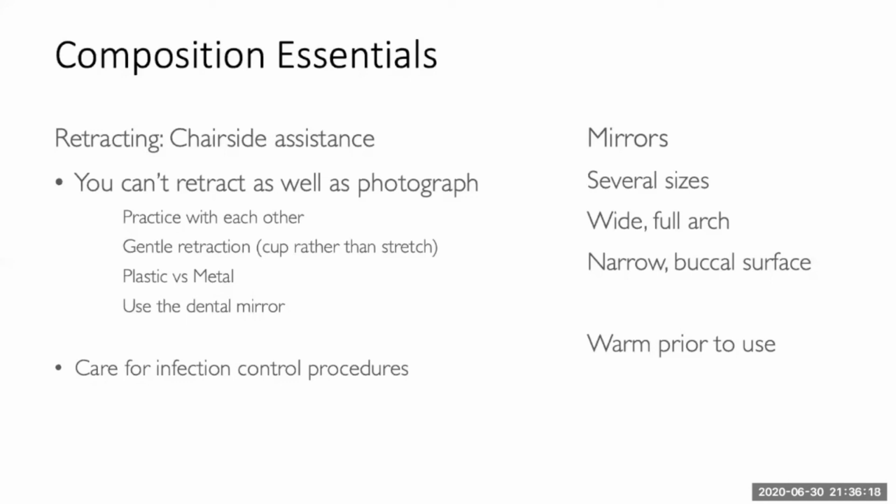If you're taking a photograph of mucosal lesions, and often they're ulcers on the mucosa, if you stretch, you're going to hurt the patient. So you're better off cupping rather than stretching. Maybe using plastic versus metal retraction. I prefer metal. The plastic ones, depending on what color it is, will change the composition of the photograph. And using a dental mirror, on the right there I've got little things about the different types of mirrors that are around. There are different sizes: wide ones, full arch ones, or narrow buccal surface ones. Whichever you use depends on what photograph you're taking.